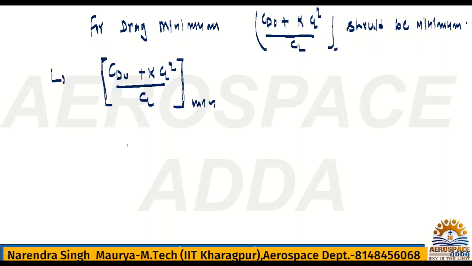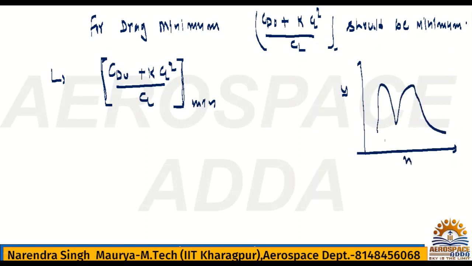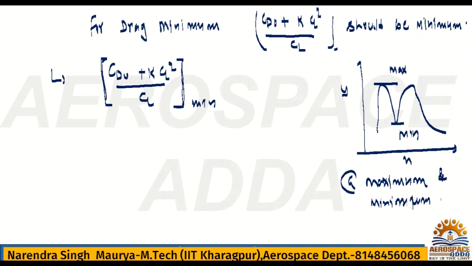Okay. So here if you check, suppose this is the function, y-axis and this is x-axis, and for the function you are getting a plot like this. So if you check, this is the maximum and this is the minimum. So at the maximum and minimum point, what is the slope? 0.